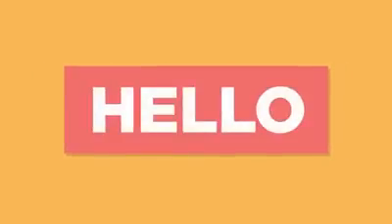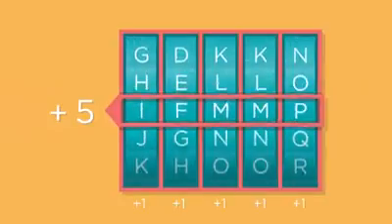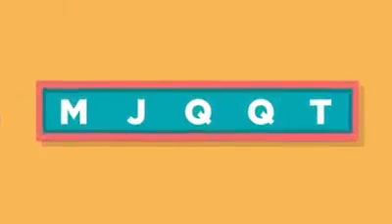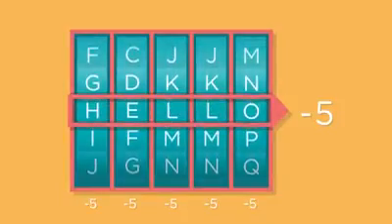For example, if your original message is hello, then using the Caesar cipher algorithm with a key of 5, the encrypted message would be this. To decrypt the message, the recipient would simply use the key to reverse the process.